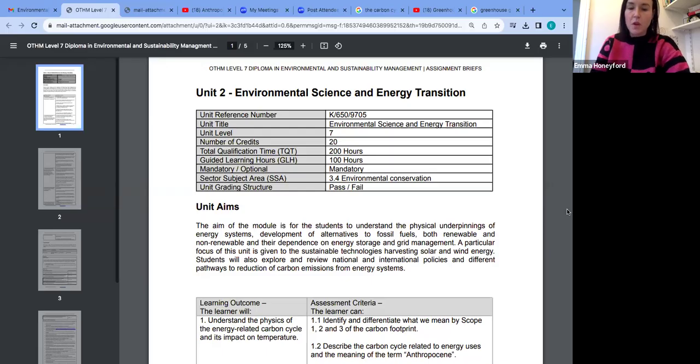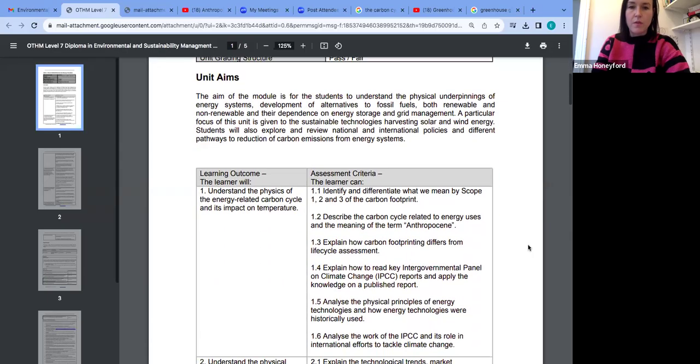systems. So for this session, we will go over how we need to understand the physics of the energy-related carbon cycle and its impact on temperature. As the assessment criteria, the learner needs to show that they can, for 1.1, identify and differentiate what we mean by the different scope areas 1, 2 and 3 of the carbon footprint.